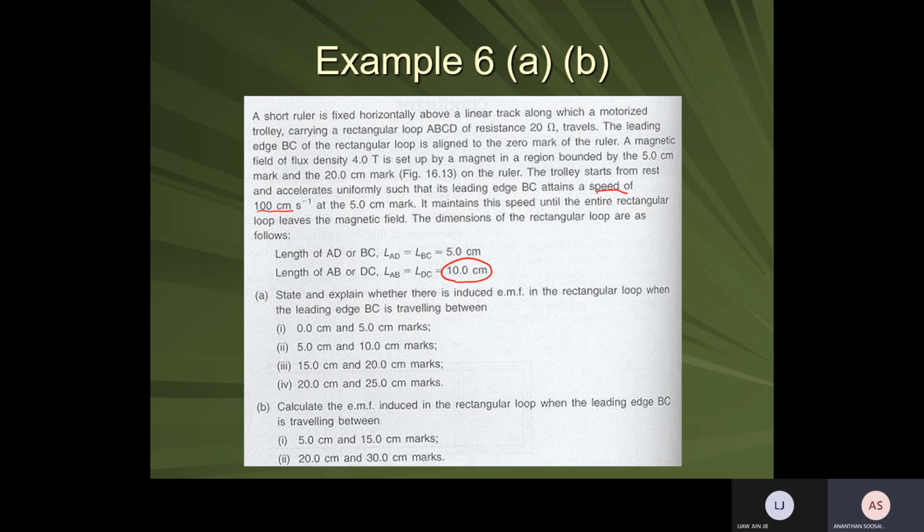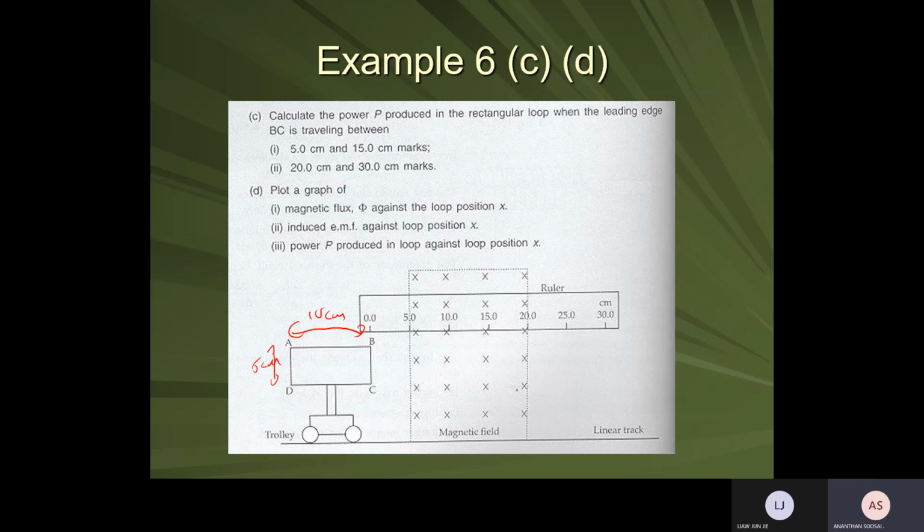Then 15 to 20. Is there any EMF change? Is there going to be any current? Is there any EMF induced in the coil from 15 to 20, a distance of 10 centimeters? When BC is at 15, the entire loop is already inside the magnetic field, right? Then from 15 to 20, the entire loop is still inside the magnetic field while traveling, right? So is there any EMF induced from 15 to 20?